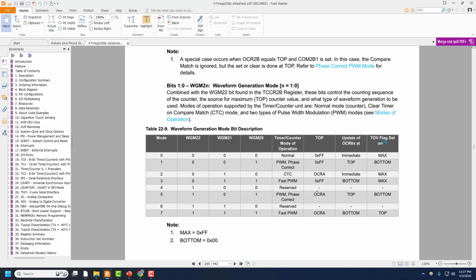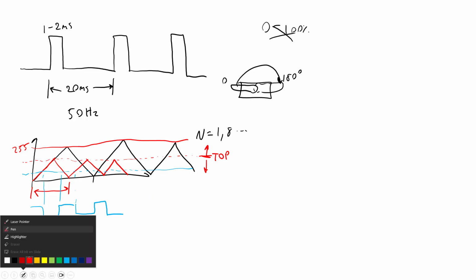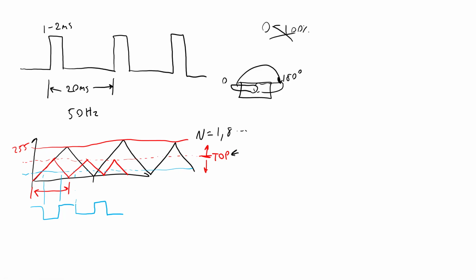But the difference is this top column. So previously, for mode 1, the top value was always going to be 255, or 0xFF in hex. Here, the top value is going to be set by the corresponding OCR A register. So again, if I switch back to my drawing here, that register is what is going to allow us to select this value, which is then going to correspond to the period here according to this equation.